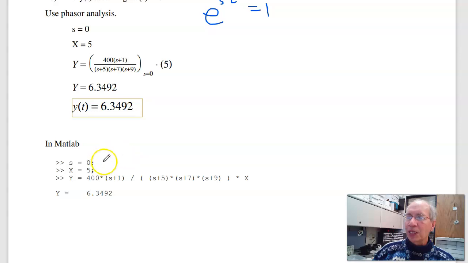In Matlab, I can do that by saying s equals 0, x equals 5. This is the gain everywhere. All I care about is what's the gain at s equals 0 times the input. I get a constant.